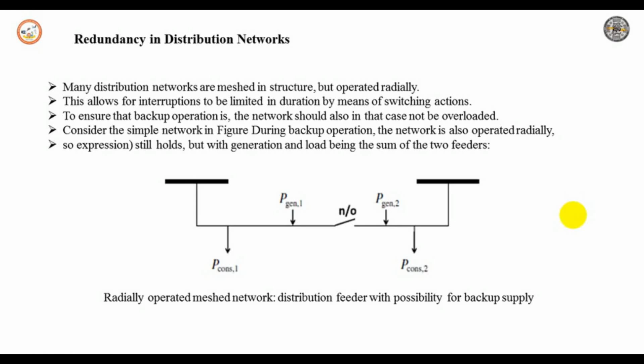Before jumping into this topic, there are a few equations that need to be recapped from our previous sessions. Here the generation loading is the sum of the two feeders. We need to consider that P generation 1 plus P generation 2 maximum should always be less than P consumption 1 plus P consumption 2 maximum plus P consumption 1 and P consumption 2 minimum. So during normal operation, the following relation holds good.